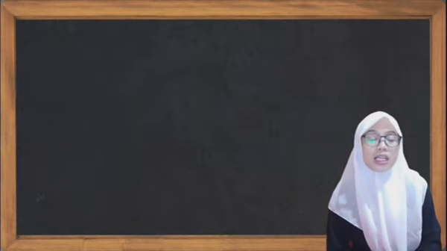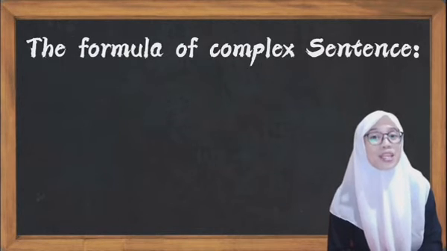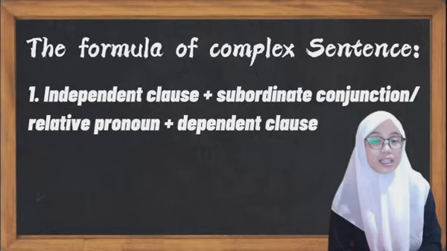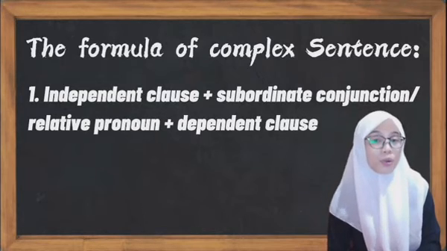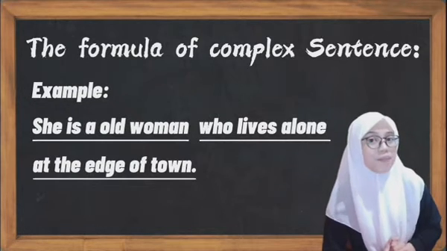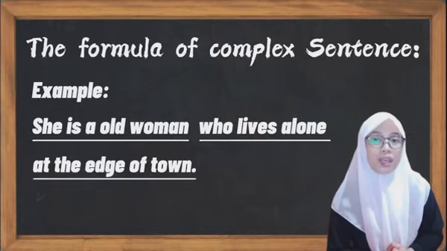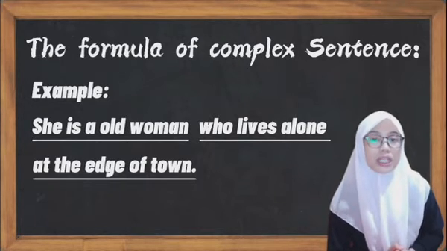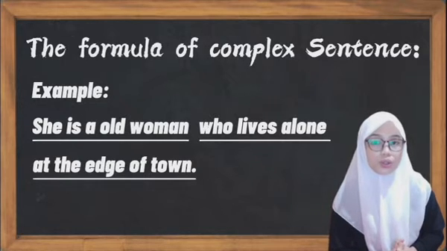Next, I will explain the formula of complex sentence. The first formula is independent clause plus subordinate conjunction or relative pronoun plus dependent clause. For example, as you can see, she is an old woman who lives alone at the edge of town. Dia adalah seorang wanita tua yang tinggal sendirian di pinggir kota.